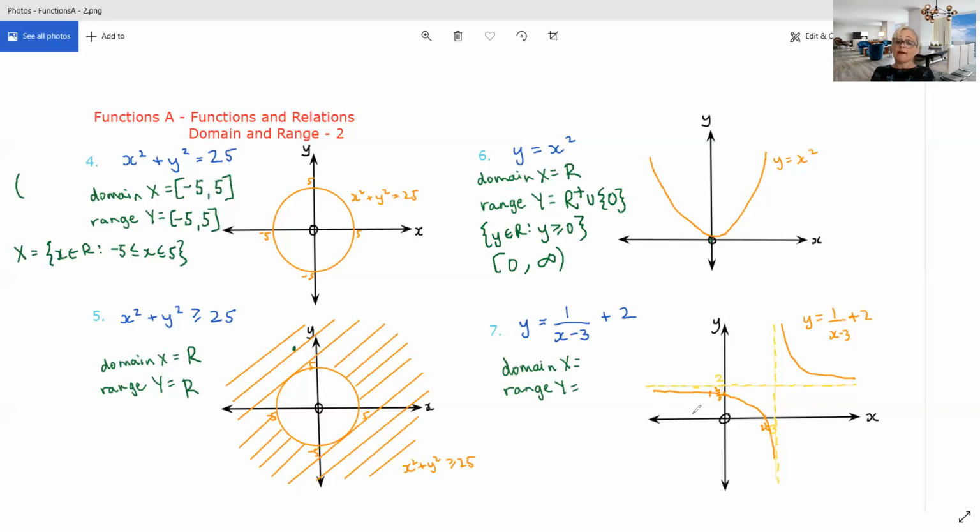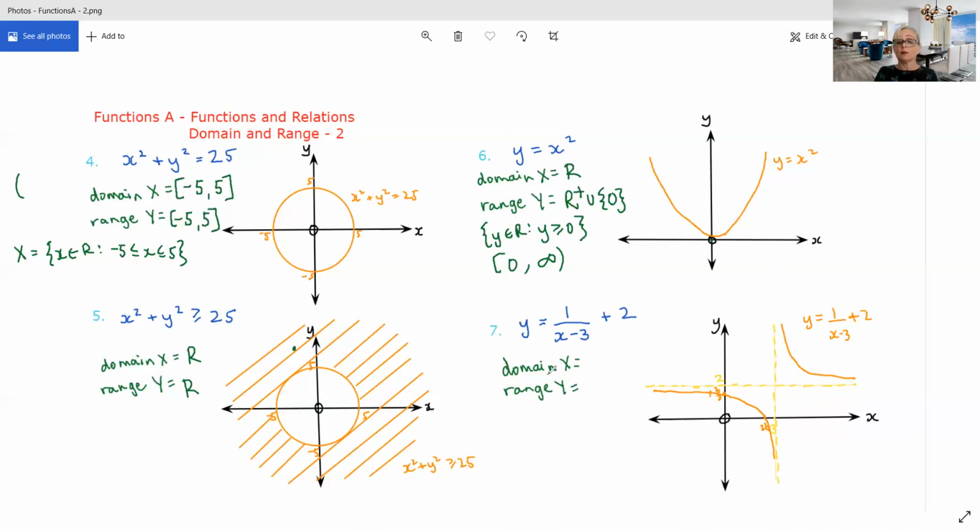Domain and range here, we have a hyperbola. We have a vertical asymptote and a horizontal asymptote. I have done a video about graphing hyperbolas. We'll notice here, if x is 3, the denominator would be 0, and not only that, but you have a situation where if you're approaching 3 from below, the curve is heading towards negative infinity. If you're approaching 3 from above, the curve is heading towards positive infinity. So that's an asymptote there.